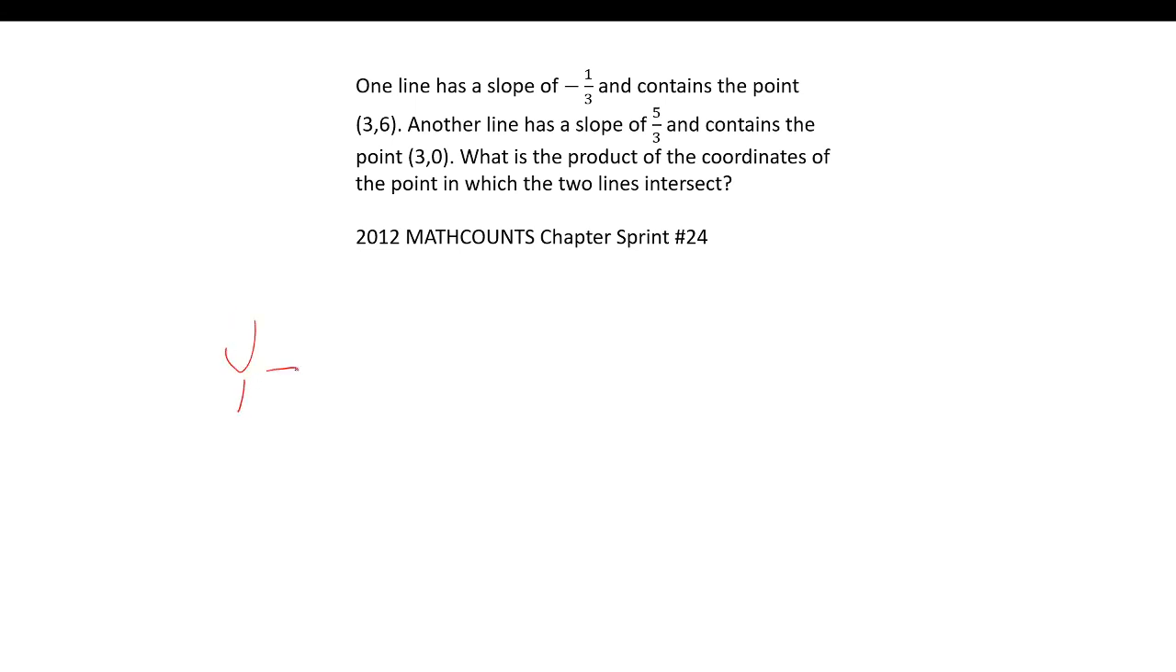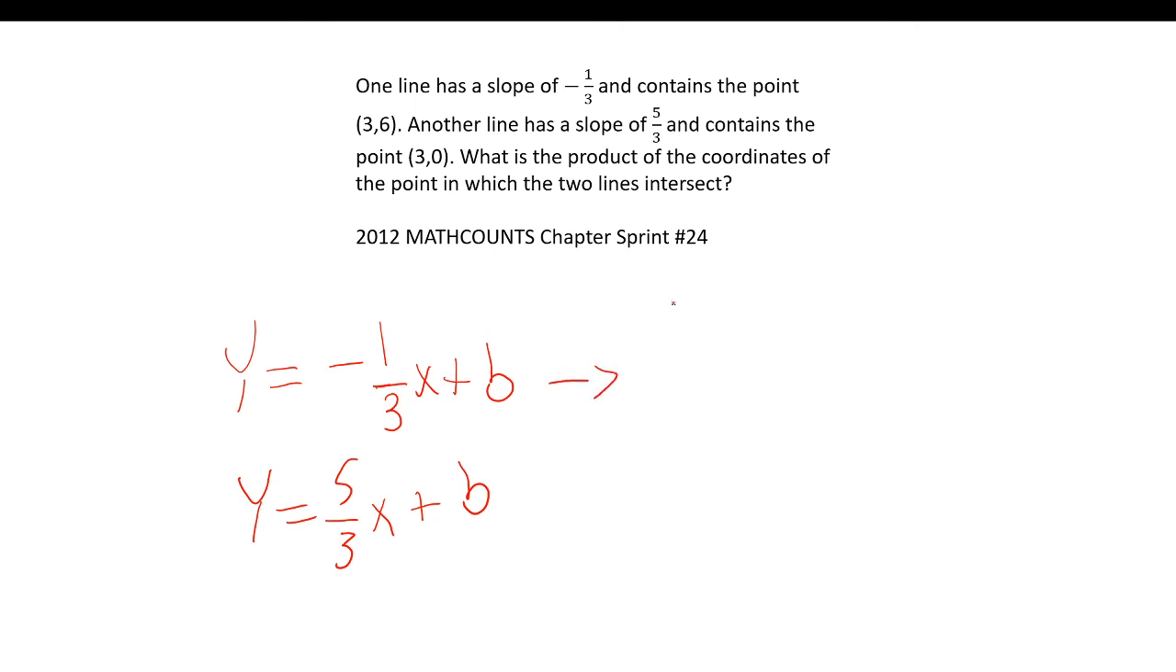We're going to start with the equation of a line. The slope is -1/3, so y equals -1/3 x plus b, and it contains the point (3, 6). Another line has a slope of 5/3, so we have 5/3 x plus b. There we go. So we have these two equations, and this one contains the point (3, 6). So when x is 3, y is 6.